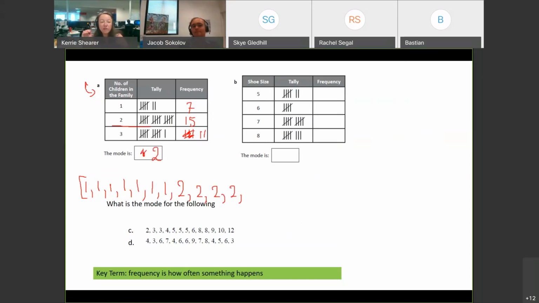So even though 15 is the highest number, it represents 2 children in the family. I'm surprised nobody said 15, so that was good.